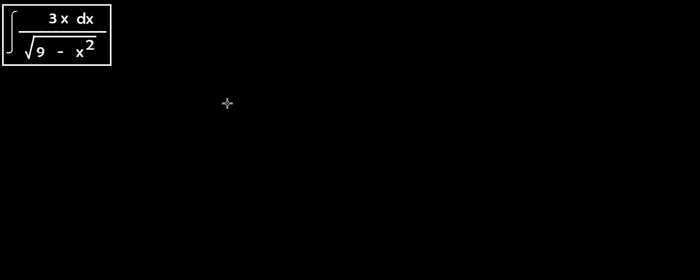Let's take another problem. In this problem, we have a square root in the denominator having 9 minus x squared, and in the numerator, we have 3x. Now, if we substitute x squared equals t, then the problem will not be solved. In this case, if we take 9 minus x squared as a whole equals to t or u, differentiating both the sides, now you can substitute the value of x and dx in this main equation.